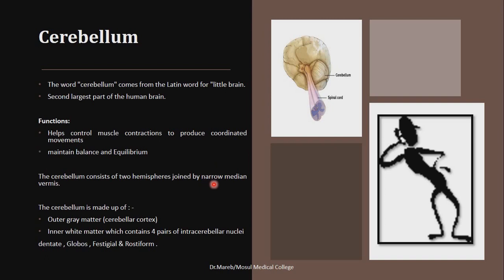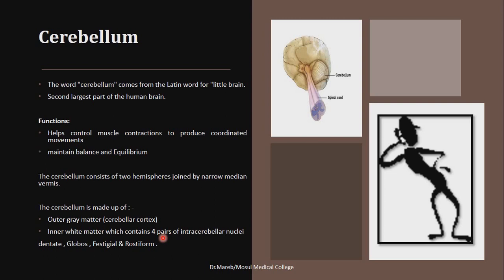The cerebellum is made up, like any central nervous tissue, of gray matter and white matter. Now look here. The gray matter is outer and forms the cerebellar cortex, while the white matter is inner and contains 4 pairs of intracerebellar nuclei, which are called the dentate, globose, emboliform, and fastigial. So the cerebellum is made up of gray matter and white matter. The gray matter here is outer and forms the cerebellar cortex.